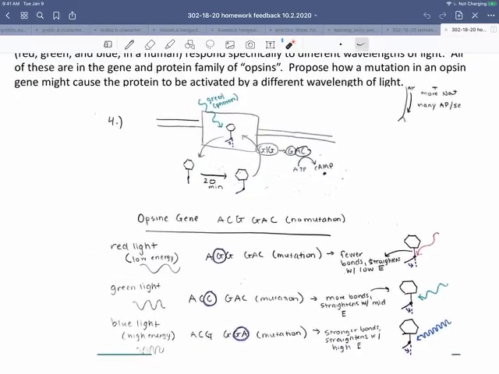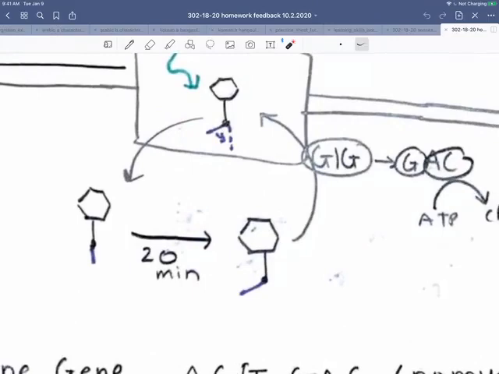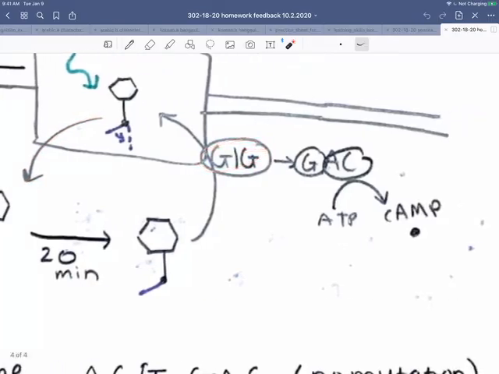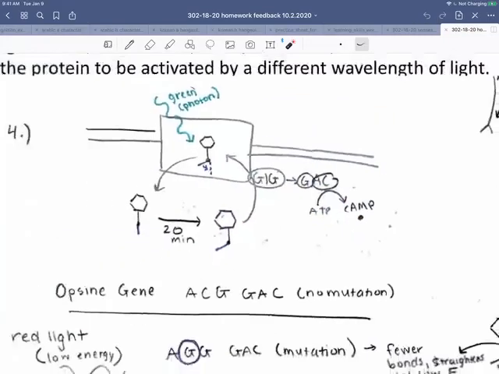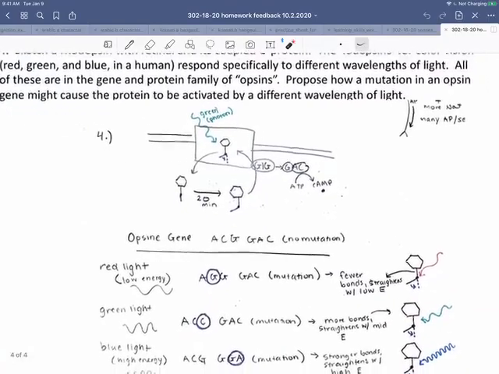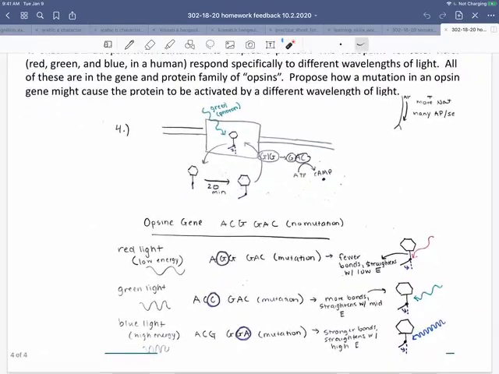I like this particular suggestion. So here's the overall retinal. Photon hits it, that straightens out from the 11 cis, the 11th carbon. Instead of being bent, it changes to all trans, so it's straight. That means it no longer binds properly in its binding site. G protein coupled receptor is activated. Over time, that will come back, but in the meantime, we've got a G protein here. It activates adenylate cyclase. We get cyclic AMP, and then that cyclic AMP opens channels.